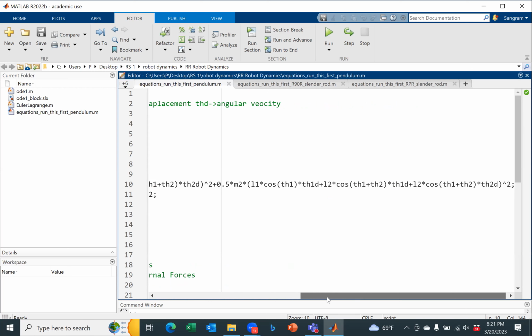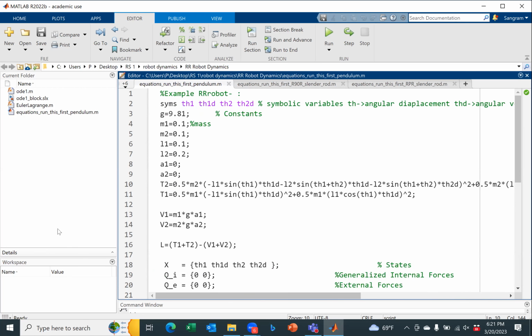Now, since our robot is in the horizontal plane, the potential energies are going to be zero. If the robot were in the vertical plane, for example, a robot like this, first arm, second arm, then you would have potential energies. But since the robot is in the horizontal plane, there is no change in the potential energy. If the robot arm was in the vertical plane, you would have a change in the potential energy. So you would have this here, and you will have 0 here.